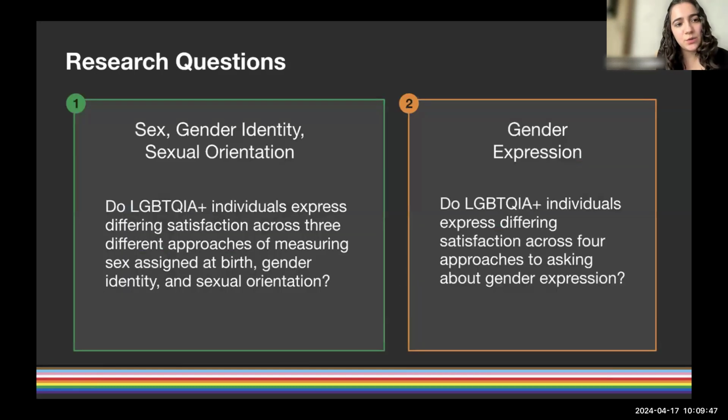So these led us to our two research questions. We first wanted to ask a question about sex, gender identity, and sexual orientation. So do LGBTQI plus individuals express differing satisfaction across 3 different approaches of measuring sex assigned at birth, gender identity, and sexual orientation? And then we also wanted to ask a question about gender expression. So do LGBTQI plus individuals express differing satisfaction across 4 approaches to asking about gender expression?